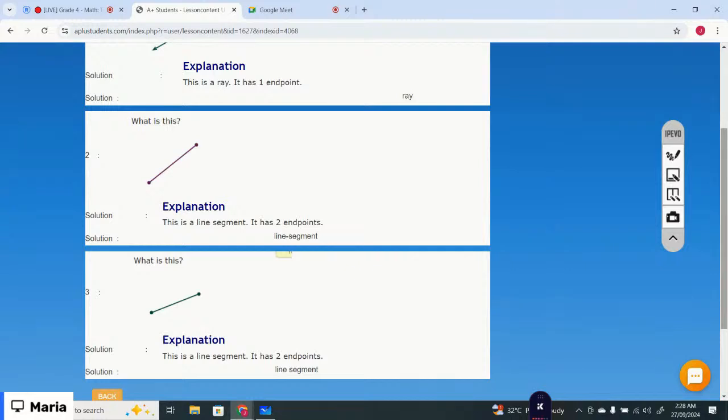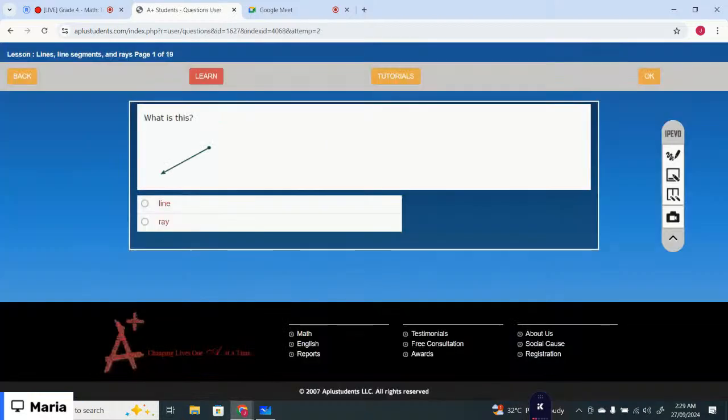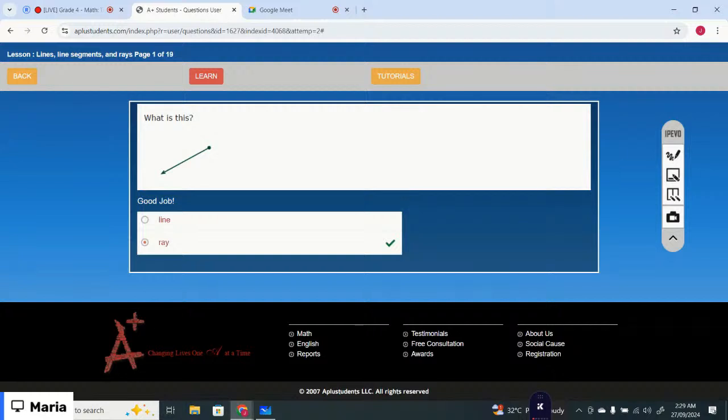Let's just start with the test questions. What is this? Line or ray? Ray it is, right? The ray has only one endpoint, so that is a ray. Just look, this is one endpoint, right? At this side, that is extending, so the ray it is.